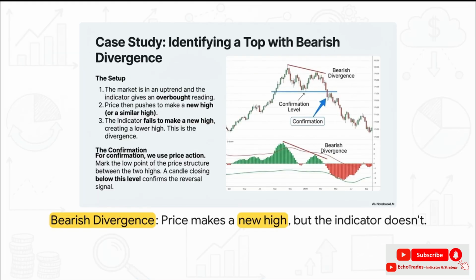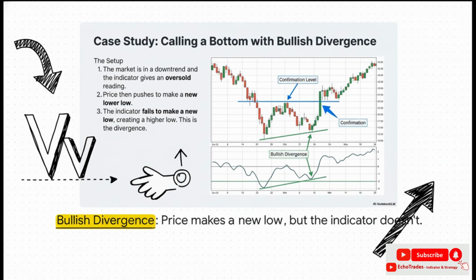You see right here, the price pushes up and makes a new high. But look down at the Z-score oscillator. It makes a lower high. The price and the momentum are telling two different stories. They disagree. To confirm this, we can just mark the little low point between those two highs. A candle closing below that level, that's our signal that the top is probably in. And of course, it works the exact same way for bottoms.